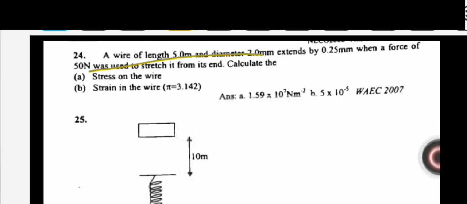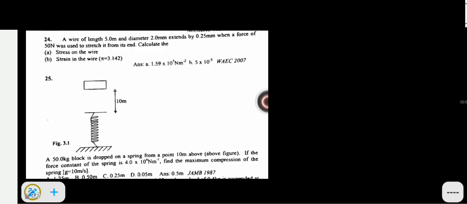We are told that a wire of length 5 meters and diameter 2.0 millimeters extends by 0.25 millimeter when a force of 50 Newton was used to stretch it from its ends. You have to calculate the stress on the wire and the strain on the wire. So pick out the values first. The wire of length 5 meters, that means L1, which is the original length, is 5 meters. Very important. Then the diameter of the wire is 2.0 millimeters.